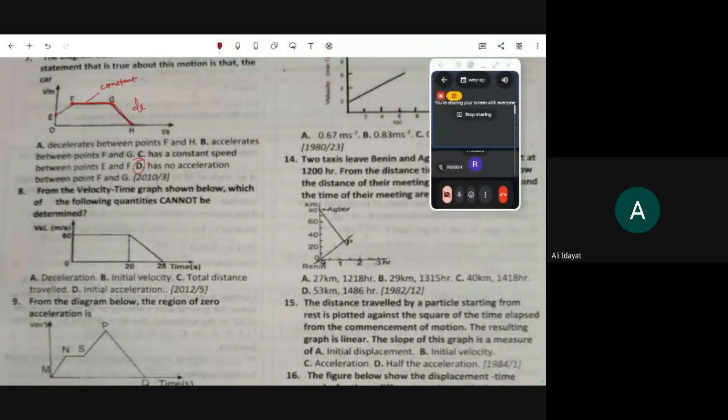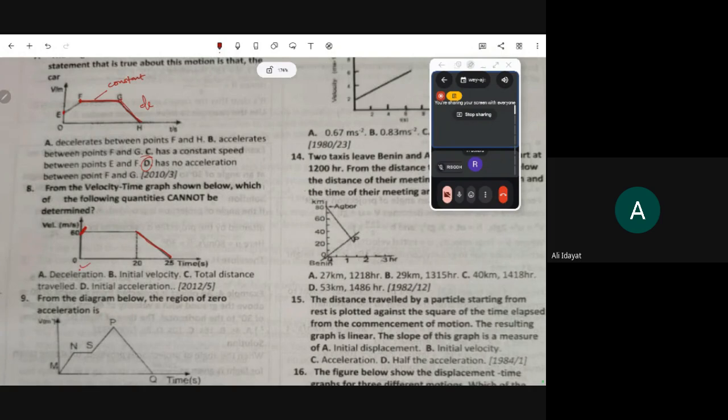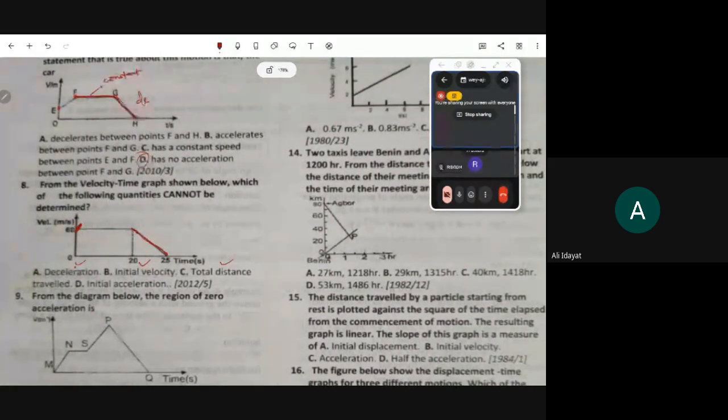From the velocity time graph shown below, which of the following quantities cannot be determined? We can determine deceleration. We can determine initial speed. We cannot determine acceleration. That's what we cannot determine because there's no acceleration here. The only thing we have is what? Deceleration. We have deceleration, yes. We have initial velocity. We have total distance traveled, yes. Now the shape: this is rectangle plus triangle, so we can determine the total distance traveled. But we cannot determine initial acceleration. No, there's no acceleration here.